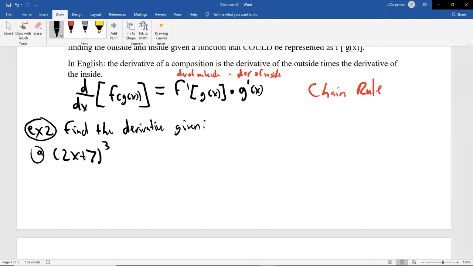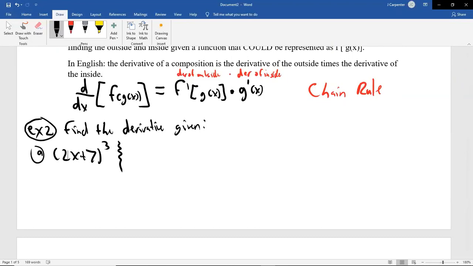Okay, so there's our original function. This is a composition because you've got stuff inside and stuff outside. It's not just 2x cubed, it's 2x plus 7 in parentheses cubed. If you wanted to do this derivative without a chain rule, you would have to multiply all this out. You'd have to take 2x plus 7 times 2x plus 7 times 2x plus 7. You'd FOIL, then you'd multiply that product, then you'd do your power rules.